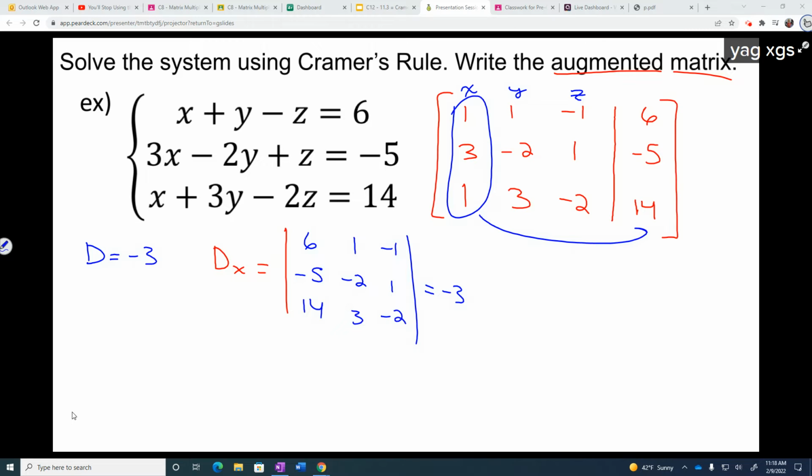Alright, so now we're going to do d sub y. So d sub y, we're going to keep the x row that it was initially, 1, 3, 1. Now we're going to swap out the y's with 6, -5, and 14. We'll keep the original z's, -1, 1, -2. Now go back to the matrix. Add that again. And then quit. Let's do the math.